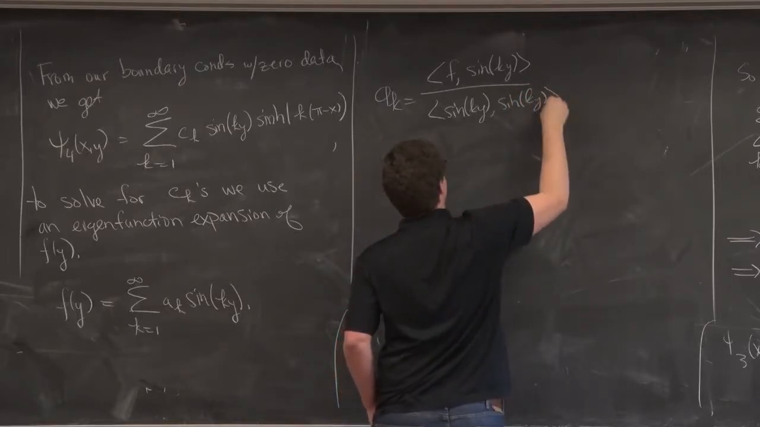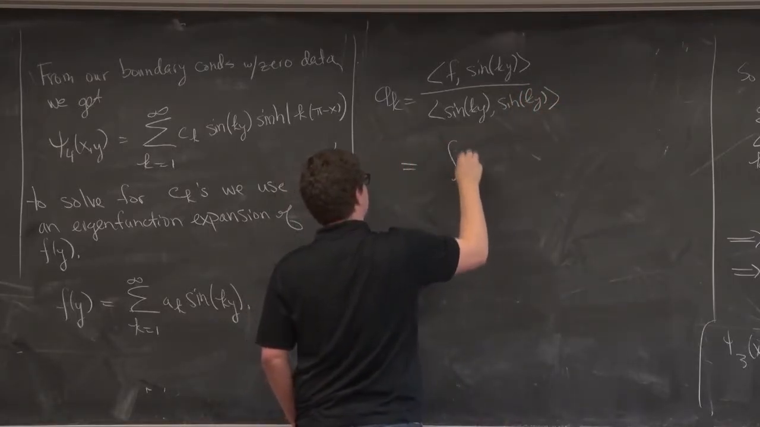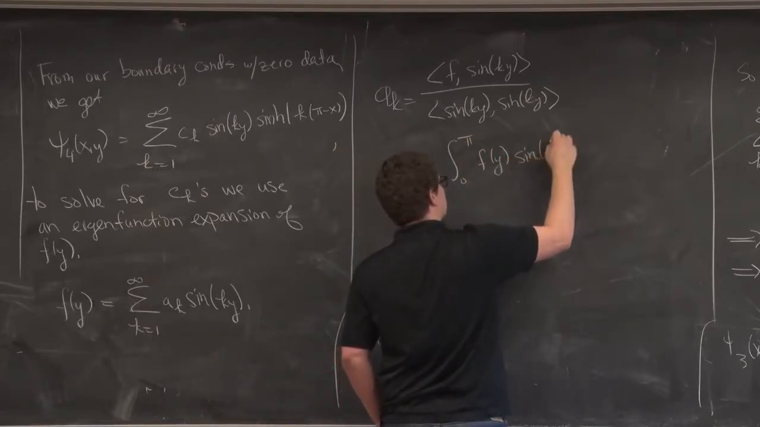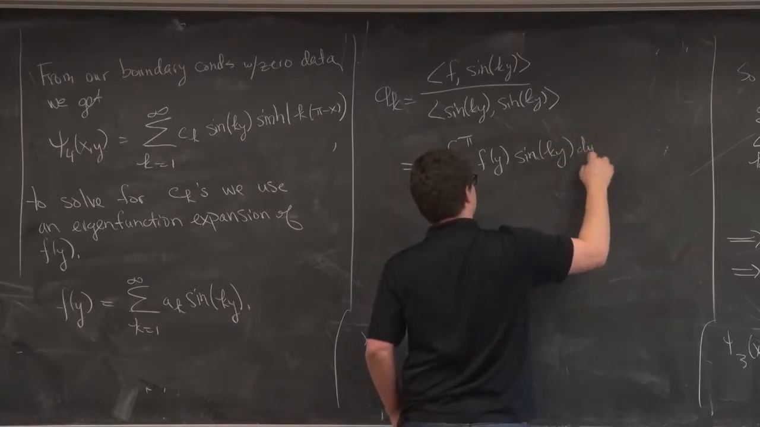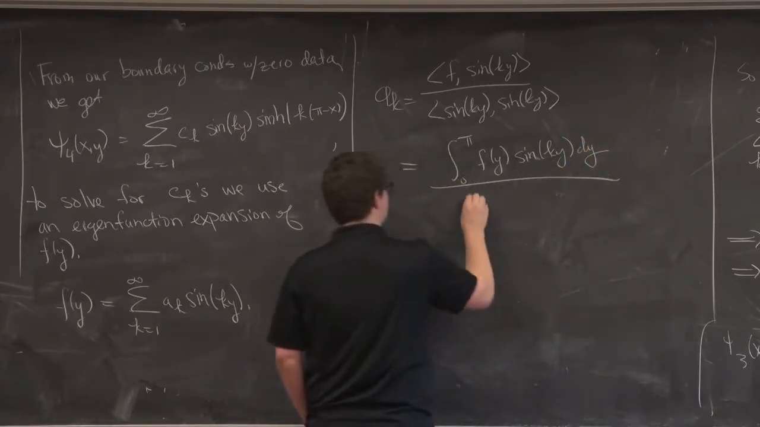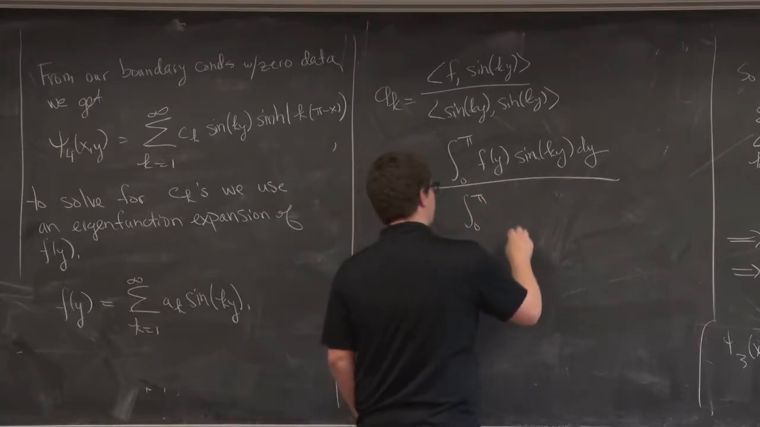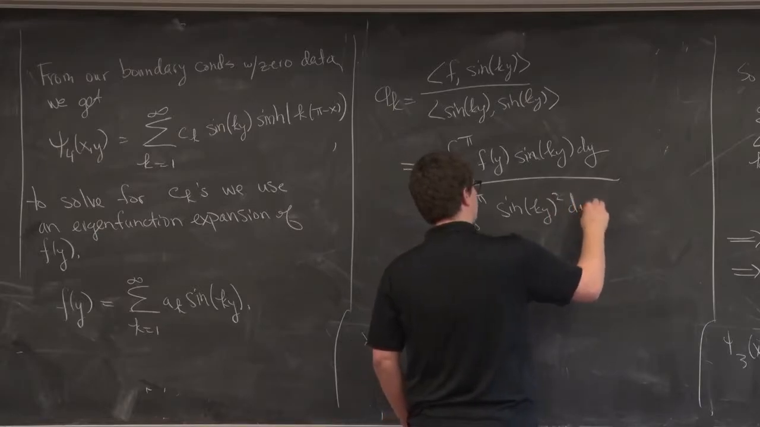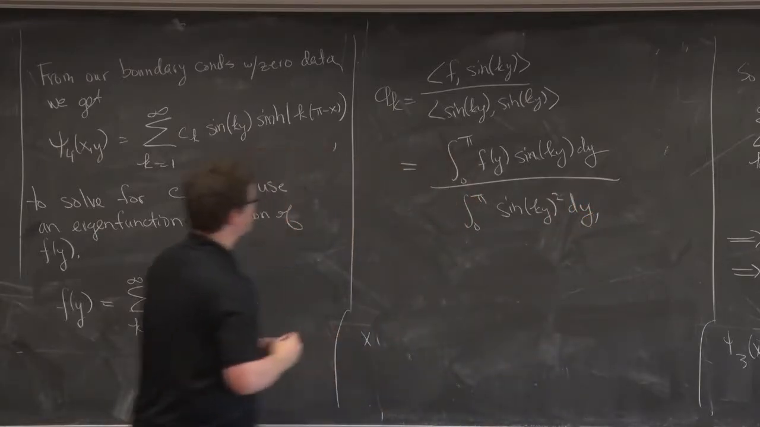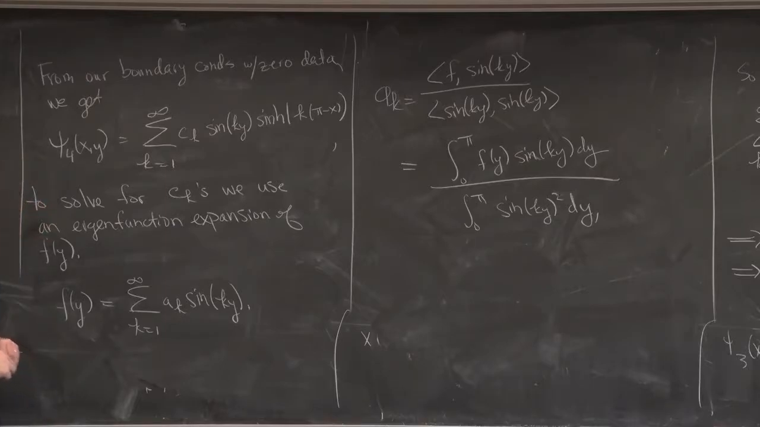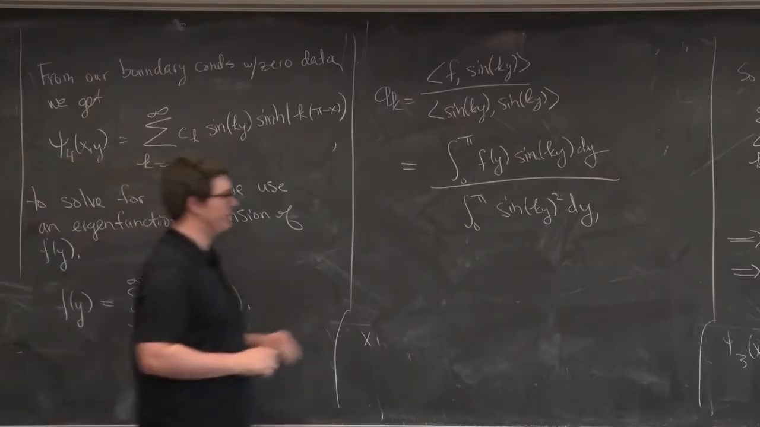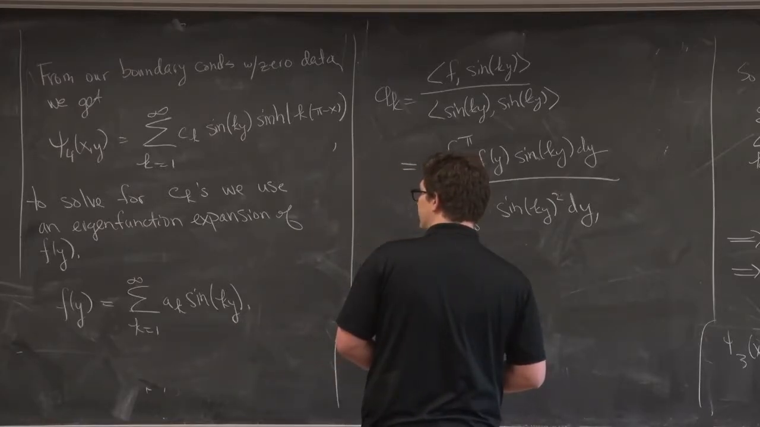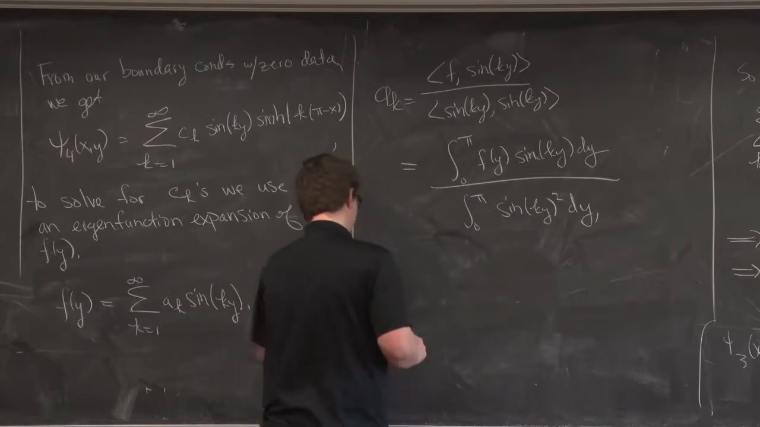So this thing is just the integral from 0 to pi of f of y sine of ky dy, over the integral from 0 to pi of sine of ky squared dy. Okay, so we have these coefficients like this. And the bottom one is pi over 2.